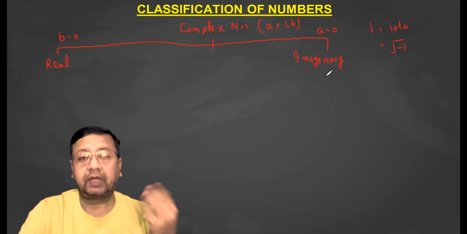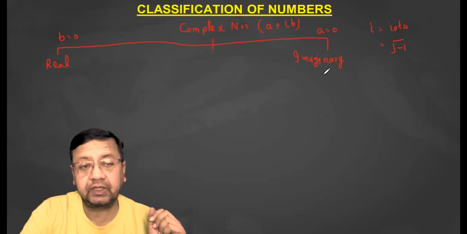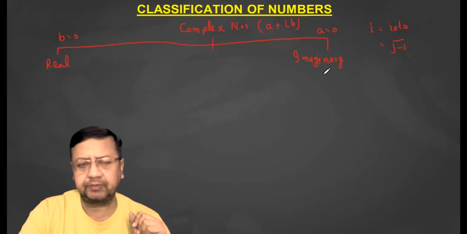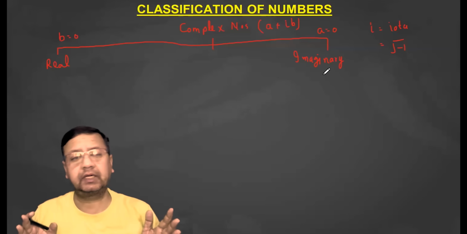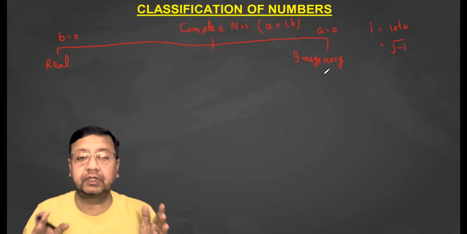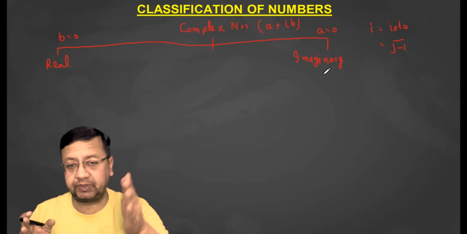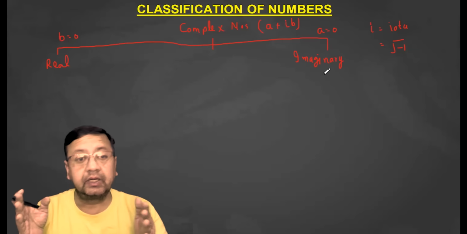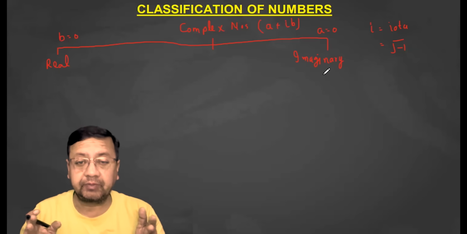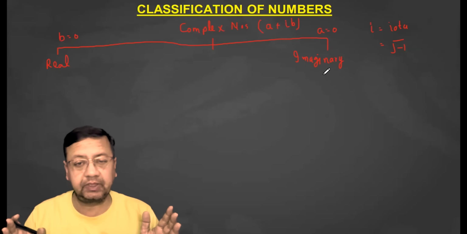Now, how will you define these two categories? First, real numbers. Real numbers I can define as the numbers which can be represented over the number line, from minus infinity to 0 to positive infinity. Real numbers are numbers which can be represented over the number line. Yes, absolutely correct.